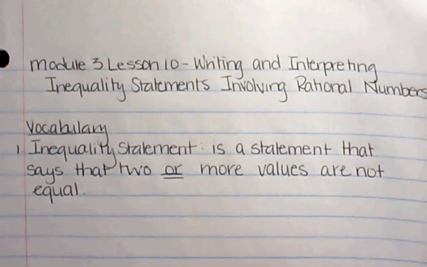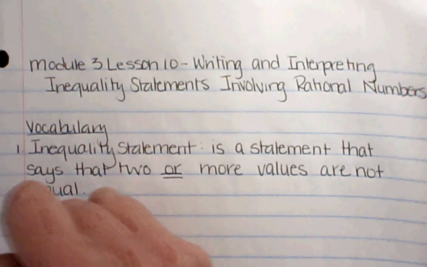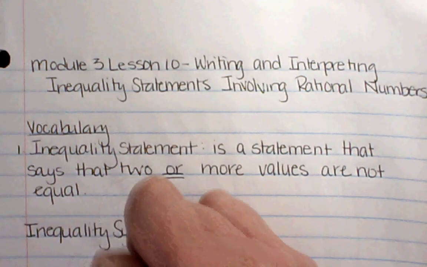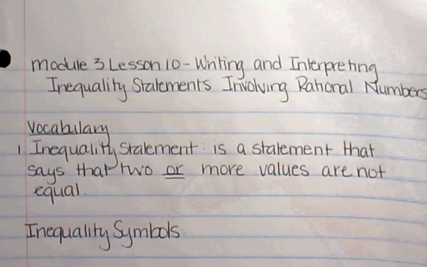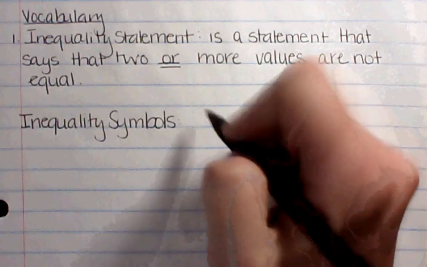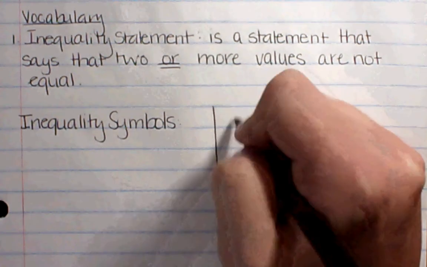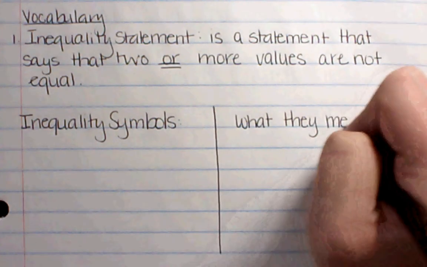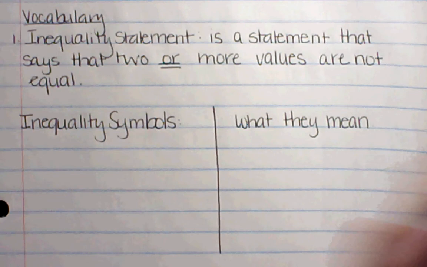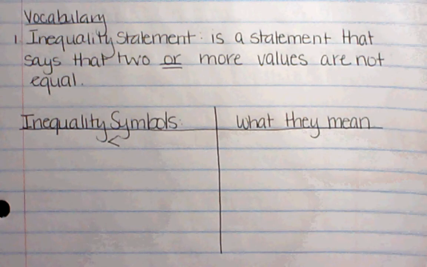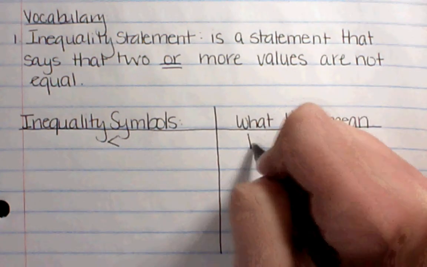So there are actually some symbols, so we're going to write all the inequality symbols that we will be using in these lessons. There are a couple. So, on one side we're going to write the symbols, and on this side we're going to write what they mean. Okay? So, the first symbol you have is this one. This means less than.